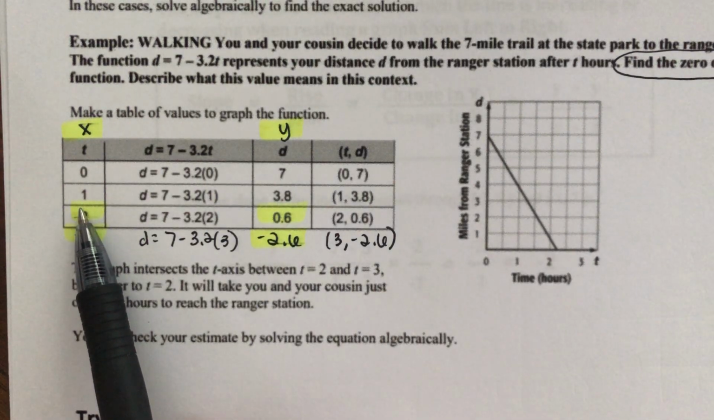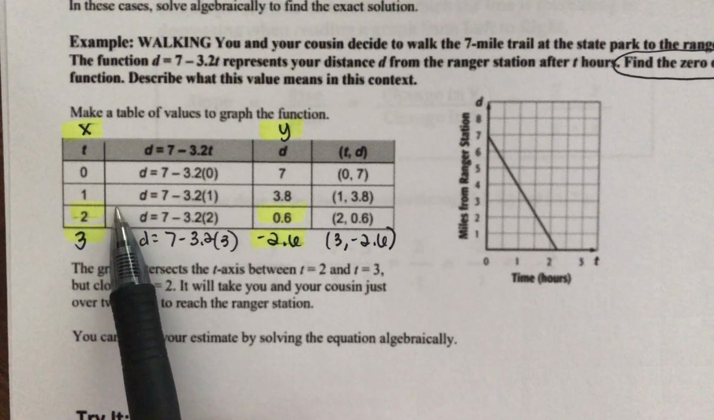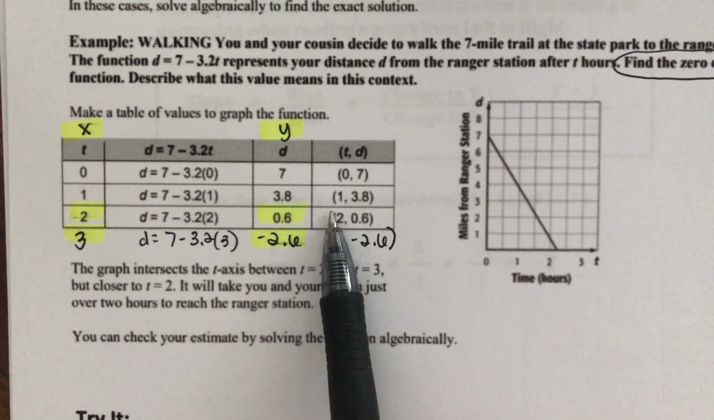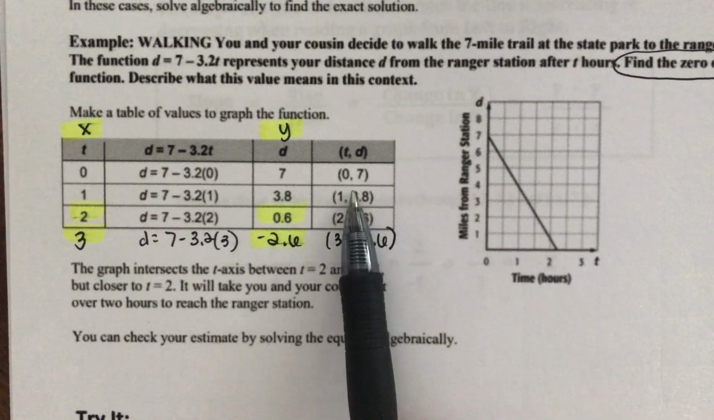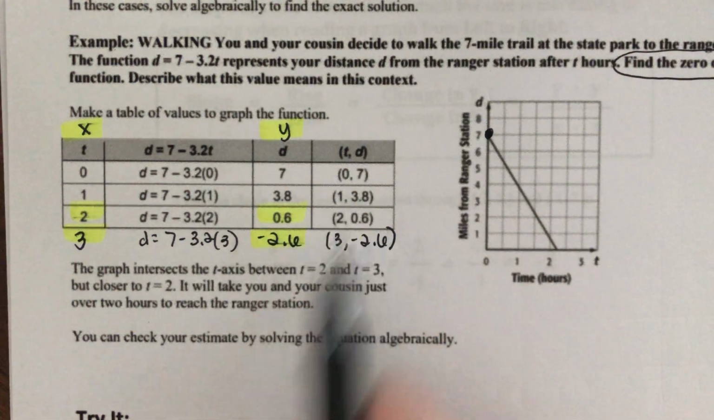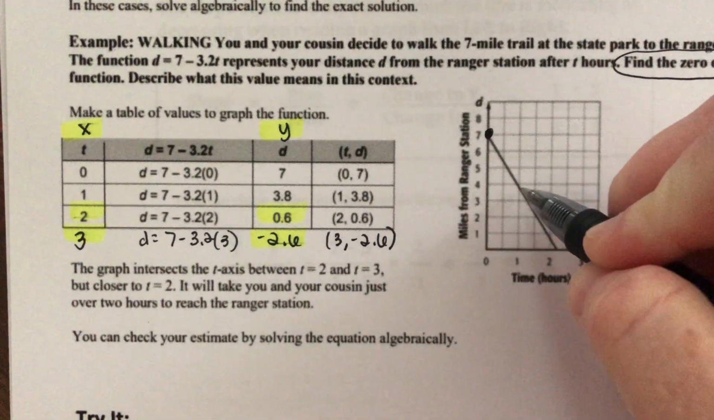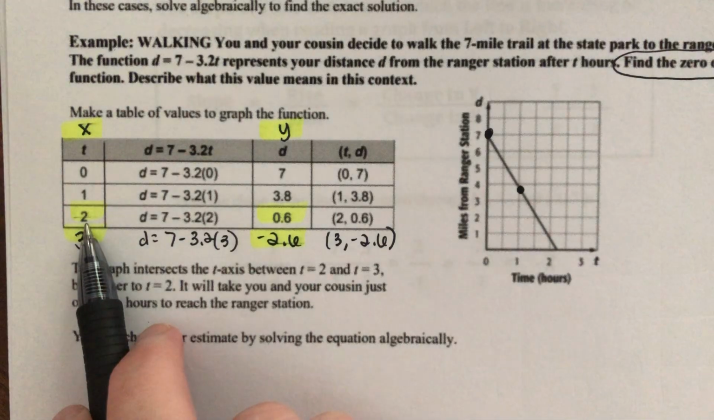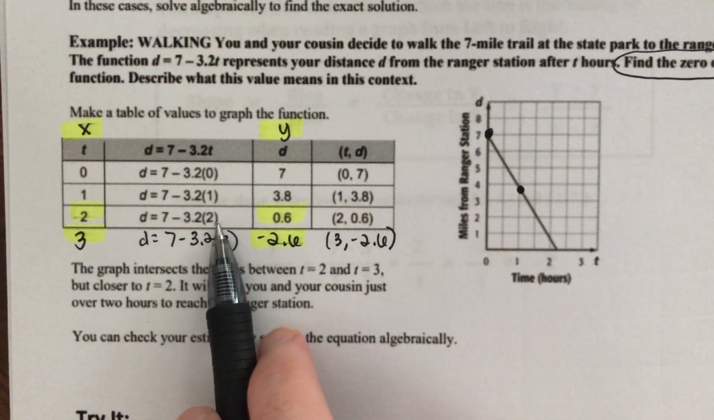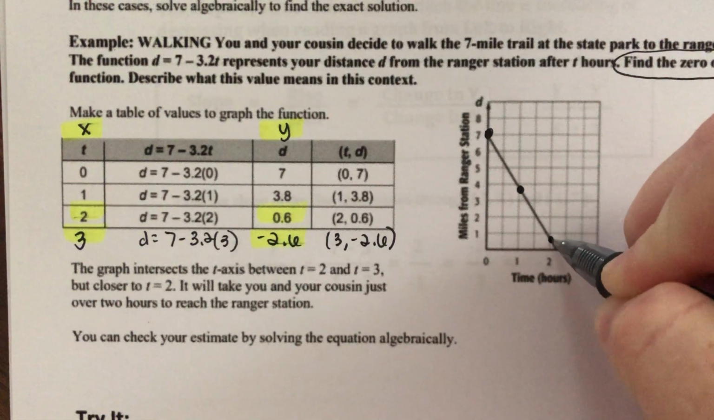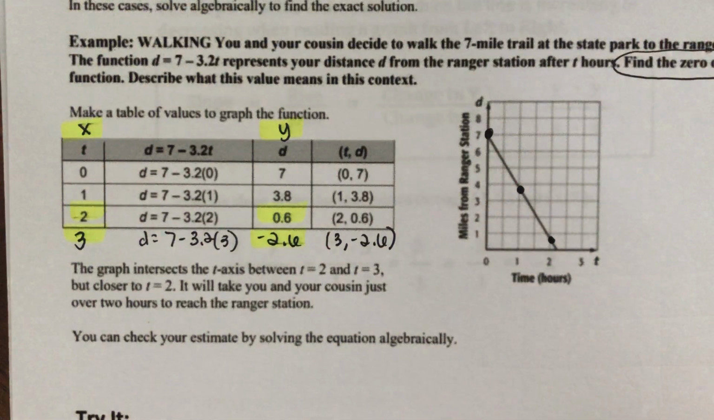After they've gone 1 hour on this 7-mile trail, when we plug a 1 in for t, we get a distance of 3.8. So now they're 3.8 miles from the ranger station. So our ordered pair that we would graph is over here, right? So we started off with 0, 7. That's this point right here. Now we have 1 and 3.8. So over 1, up 3.8. They kind of estimated here. And then the last one they used was 2. When they plug a 2 in for t, they got a 0.6 for d, which is right here, almost halfway up here. Okay, so these are the 3 points that they got in the table.